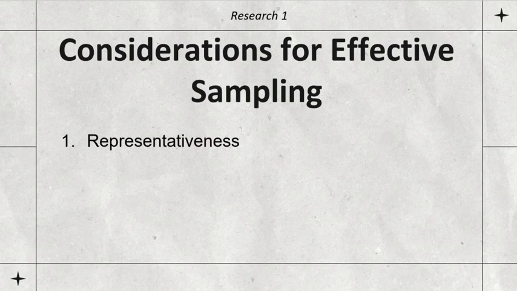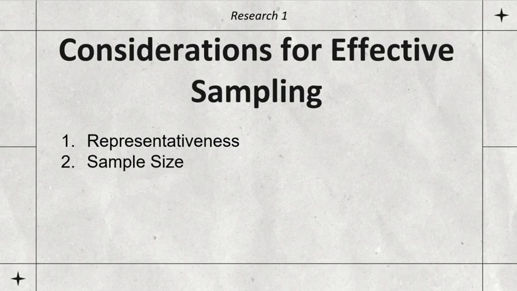Okay, and also we need to consider other areas that will make for effective sampling. The first one is representativeness. You need to ensure that the sample accurately reflects the characteristics of the population. So you need to make sure that the sample will represent the entire population.